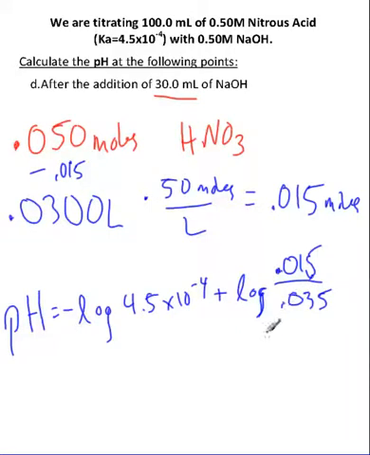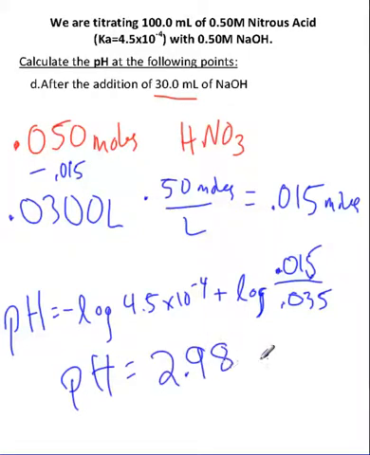And now I've got a problem I can easily solve. pH is going to equal 2.98, and I've got a new point to add, where I've got 30 milliliters as my X value and 2.98 as my Y value. We're getting to be a better buffer. We're still not quite 50-50, but it's getting closer. It's getting to the point where we're going to start to see less and less change as we go.